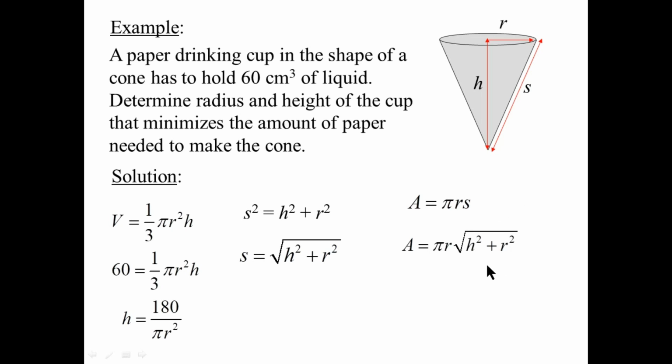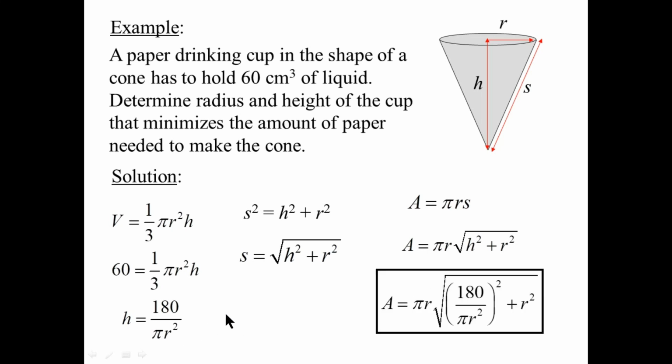Great. Well, we're getting there. But we still have two variables because we have r and h. So we can take the h and use this. Now we have an expression in just one variable for the thing that we're trying to maximize or minimize. So all we have to do is prime it, zero it, and solve it.